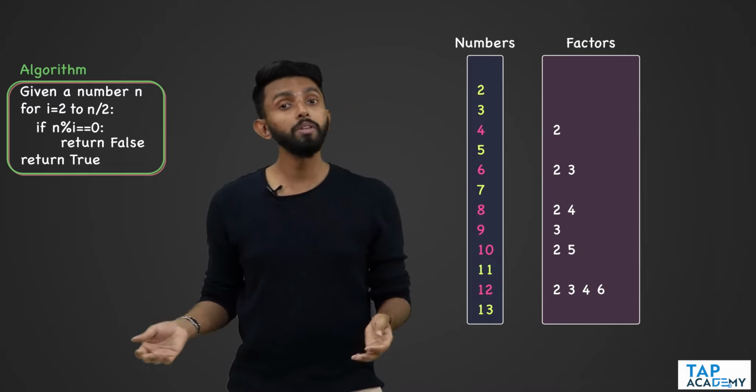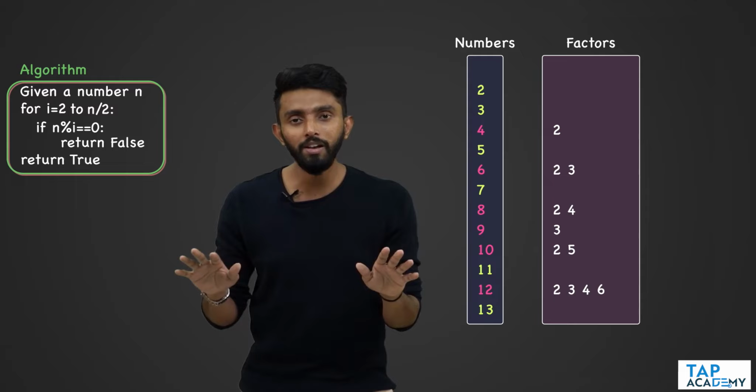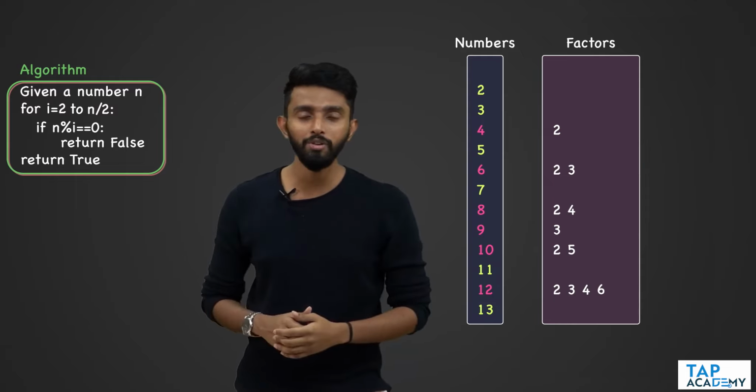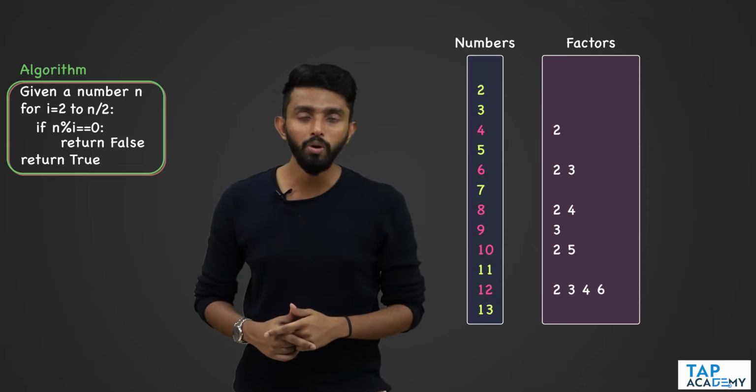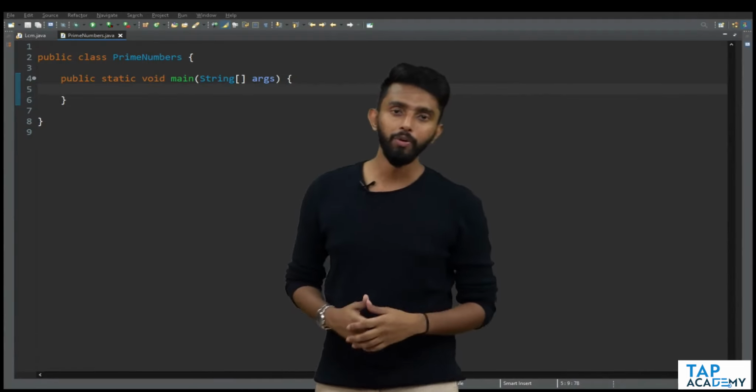Now some of you will be thinking this itself is a very efficient way of calculating prime numbers. It certainly is not. There are much more efficient ways. What are those? I will show you, but let us quickly go and write code for this. Let's write the code in Java.